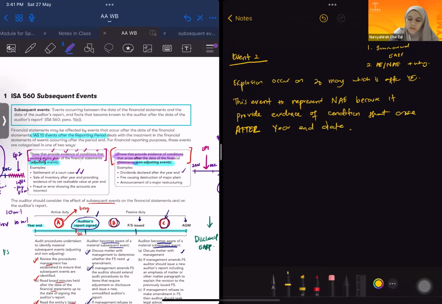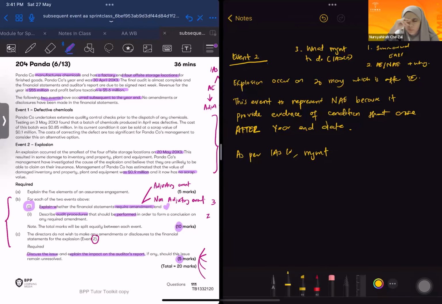Number 2, I'm not sure whether there will be marks or not. I think no. Okay, calculate your materiality. Sorry, not materiality. Number 3 is what management should do as per IAS 10. You can say as per IAS 10, or if you cannot remember which IAS, you just mention as per the relevant accounting standard. Since this is non-adjusting, management should disclose this event in the notes to the financial statements.